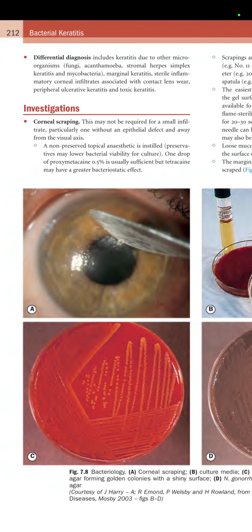Corneal scraping. This may not be required for a small infiltrate, particularly one without an epithelial defect and away from the visual axis. So it is not usually indicated to do corneal scraping in all cases. Yes, we do it when there is a severe ulcer or a very serious disease presenting. But if there is a very small ulcer that is also away from the visual axis, then we do not tend to do it.